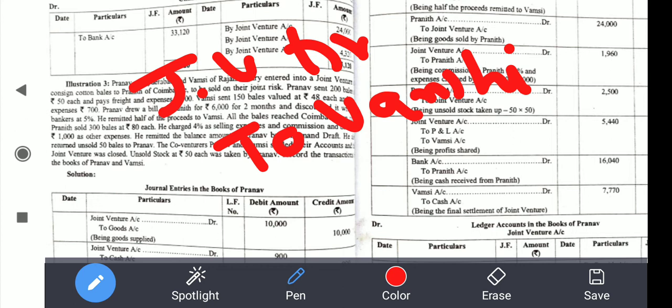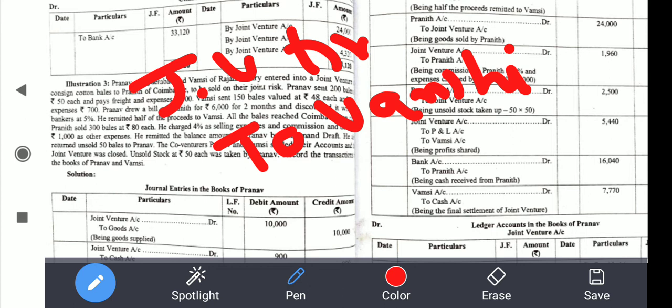Then the expenses also paid. So the same general entry: Joint Venture Account debit to Vamshi Account. If the expenditure is paid by Pranav, the entry is Joint Venture Account debit to Cash Account. But here the expenditure is paid by the other co-venturer, so we have to use the name of the co-venturer. So Joint Venture Account debit to Vamshi Account, that is 700 rupees.